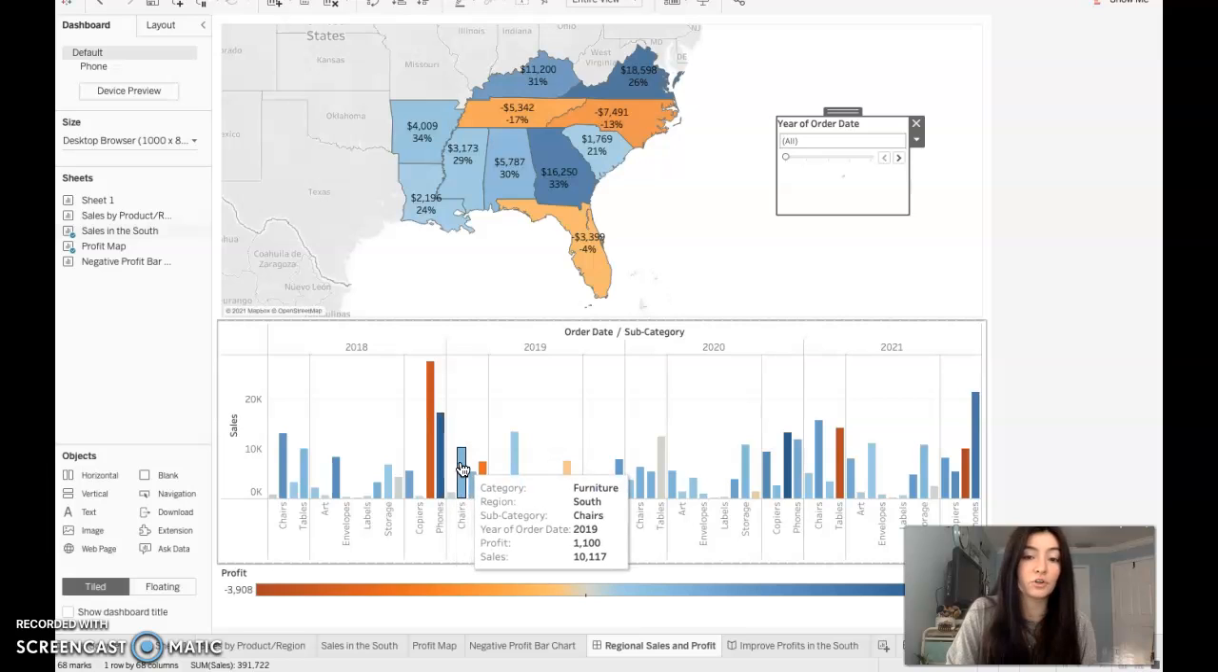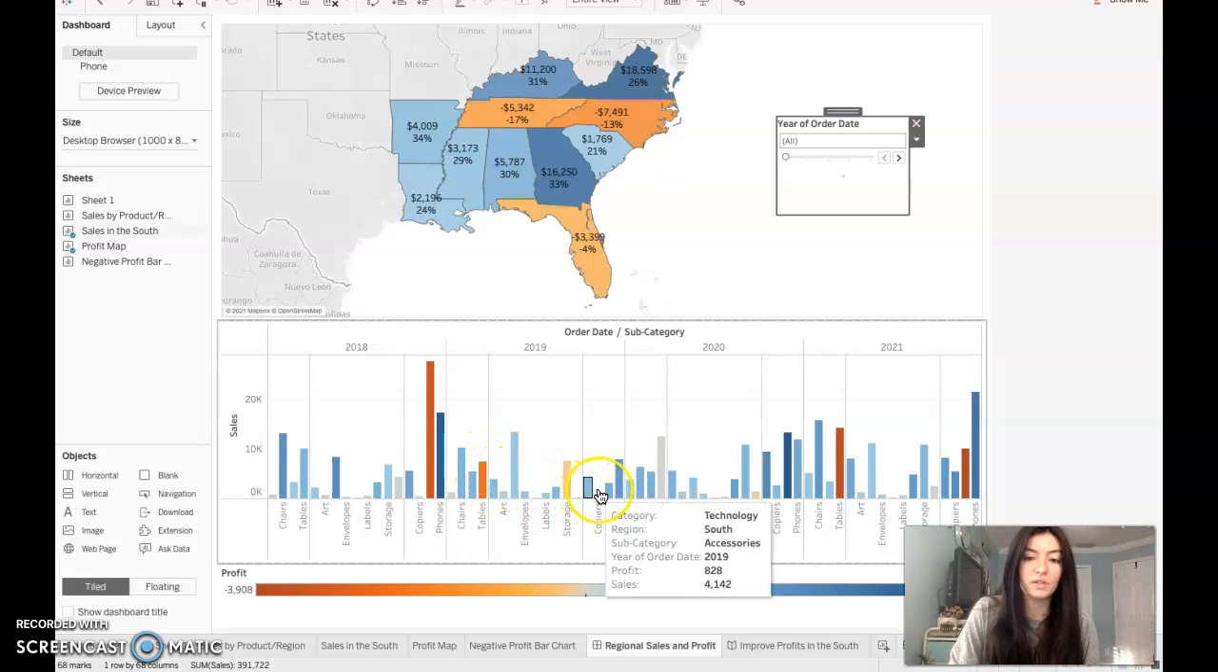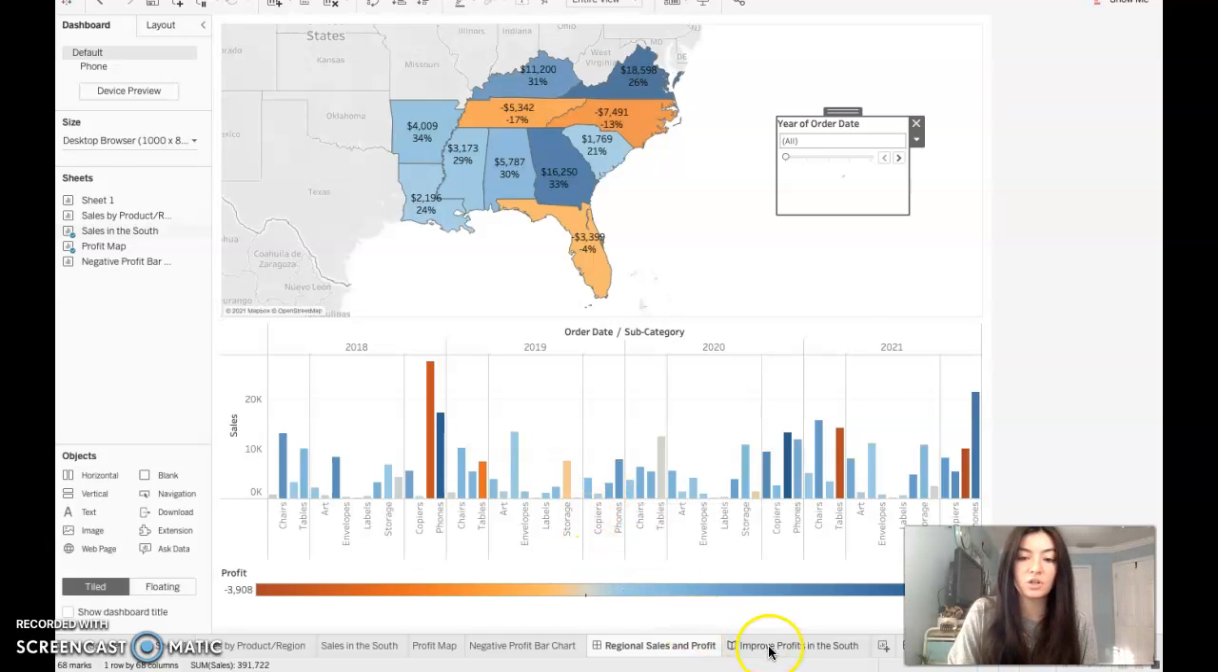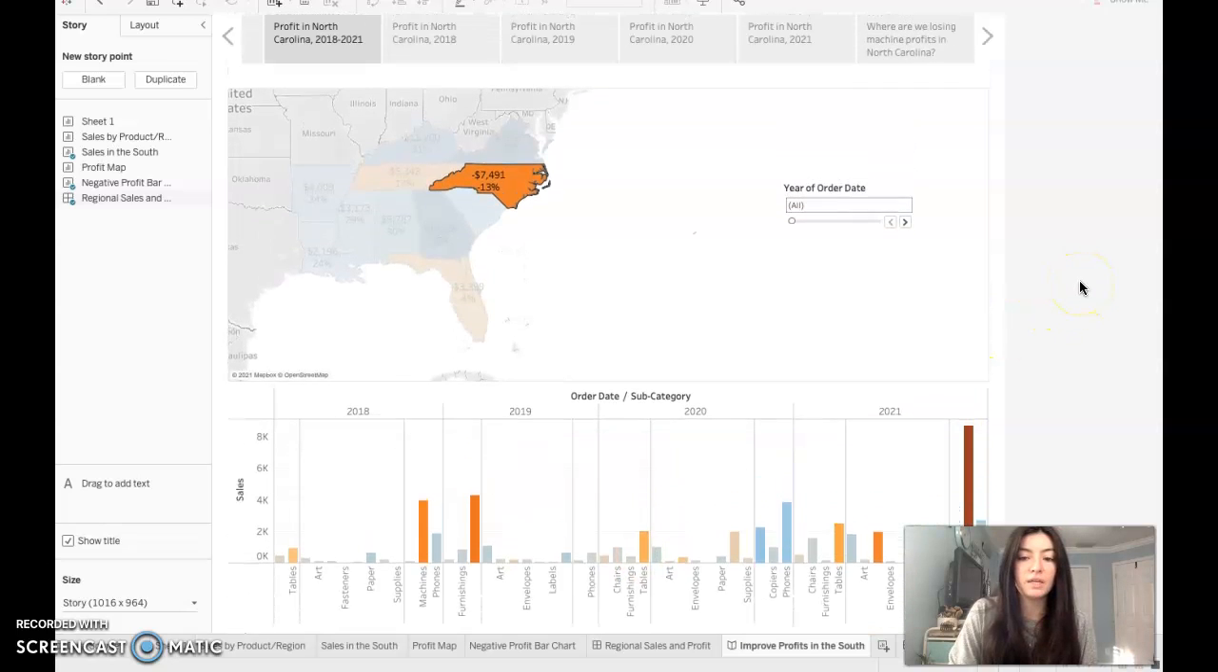So for instance, we have furniture with the subcategory of chairs in 2019, and then this one is a more blue shade, so it actually had a profit of $1,100, and the sales here is over $10,000. And so you can just continue to hover over these to look over your category, the subcategory, the year, the profit, and the sales.